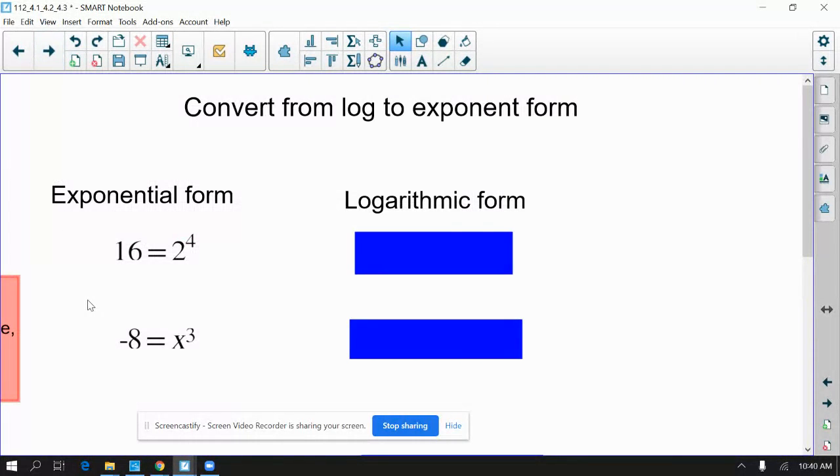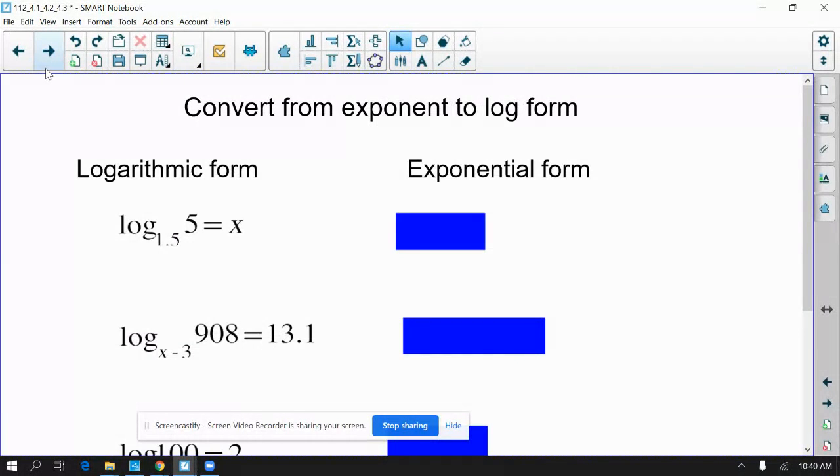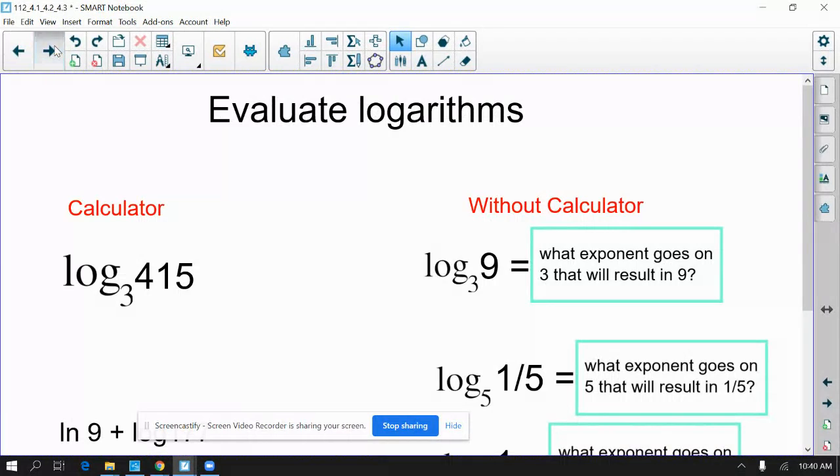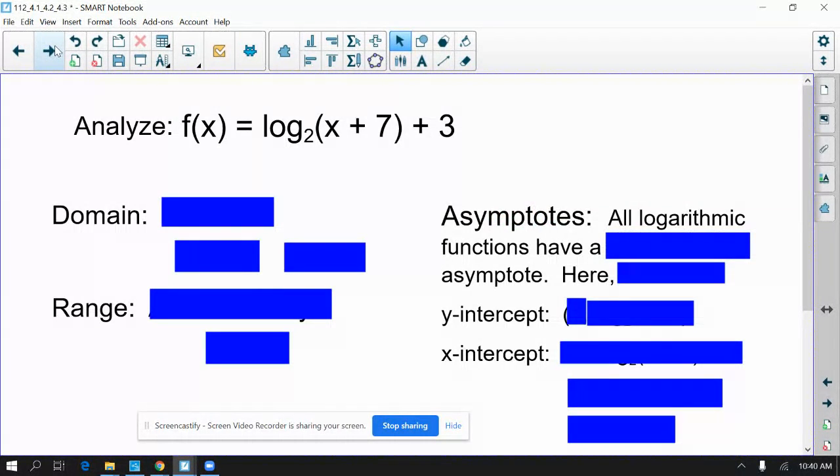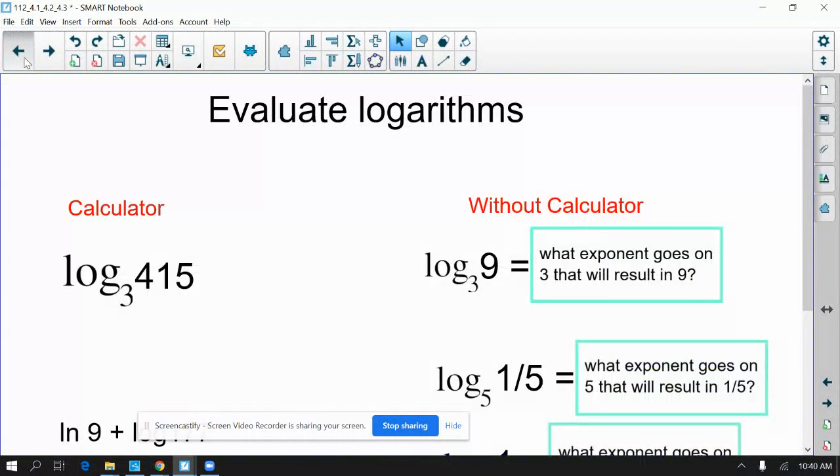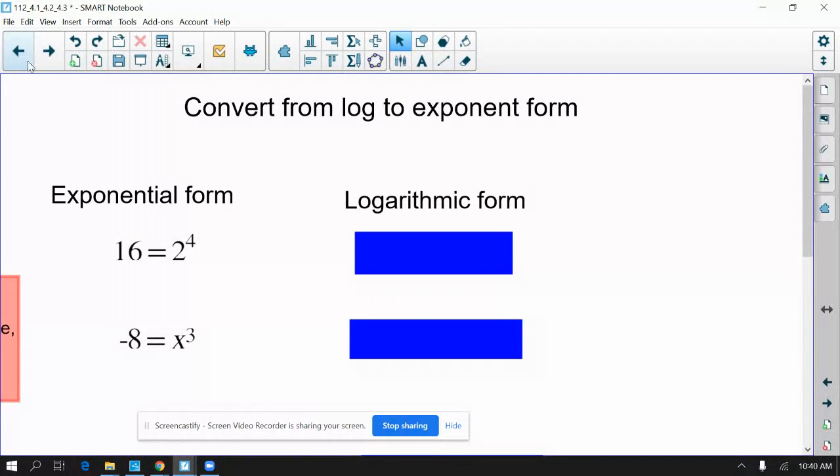Let's practice converting from exponential to logarithmic, and then we'll reverse that, and then we'll evaluate, and we'll graph, and then that'll be pretty much it. So how do I convert from logarithm to exponential, from exponent to logarithm? This is reversed.